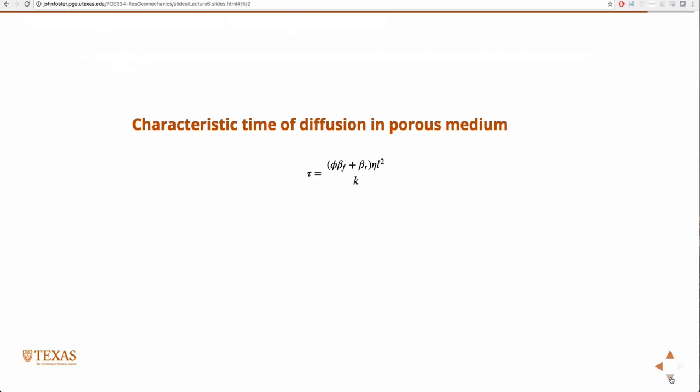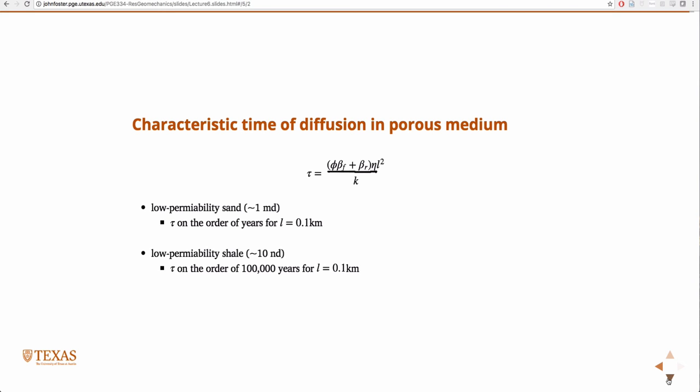And that's that equation. I have to figure out why my fraction lines aren't showing up. So that's that equation we just derived. And then a few common values. So for a low permeability sand that has a permeability of approximately a millidarcy, then tau is on the order of years, for an L of 100 meters. Right? So for a low permeability sand, fluid can diffuse 100 meters in a few years.